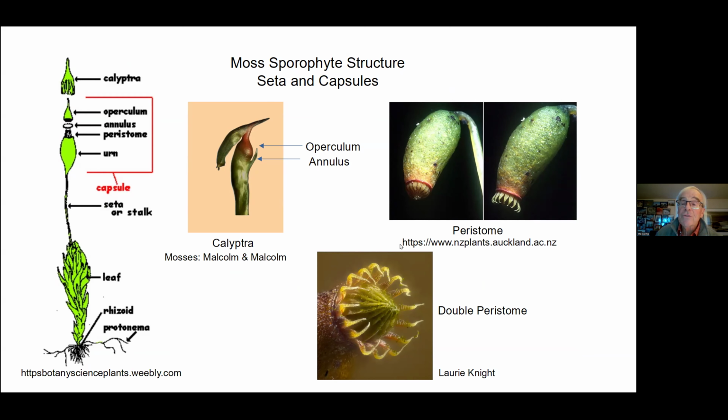And then you have the peristome, which is this guy here, which is these little teeth that open up and let the sperm out. Sperm, no, not the sperm, spores. And then the next segment up is called the annulus, and that's just a ring of cells that sit on the top here, and those cells break down and release the operculum.